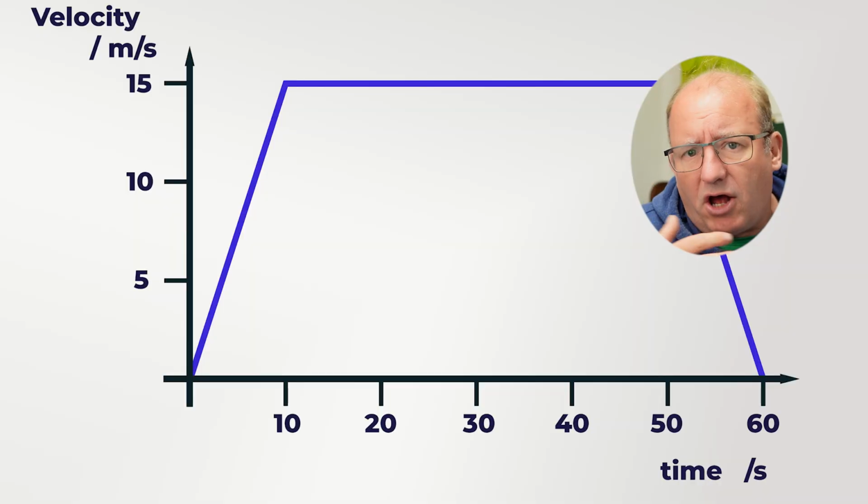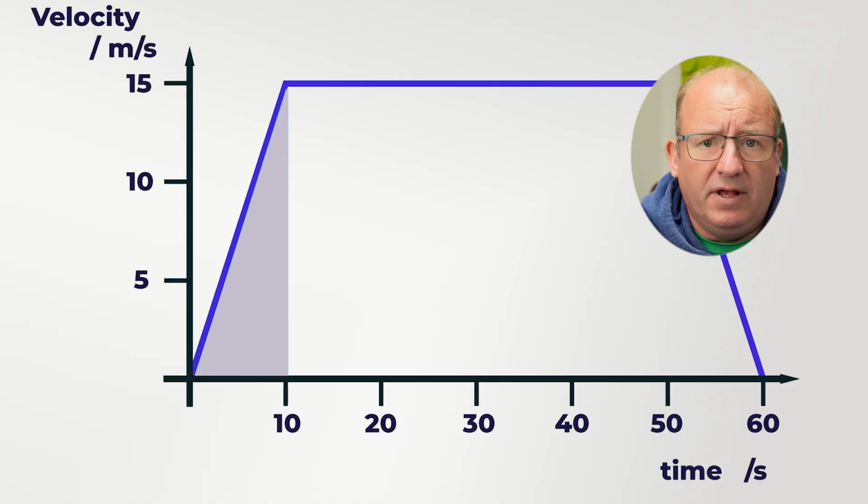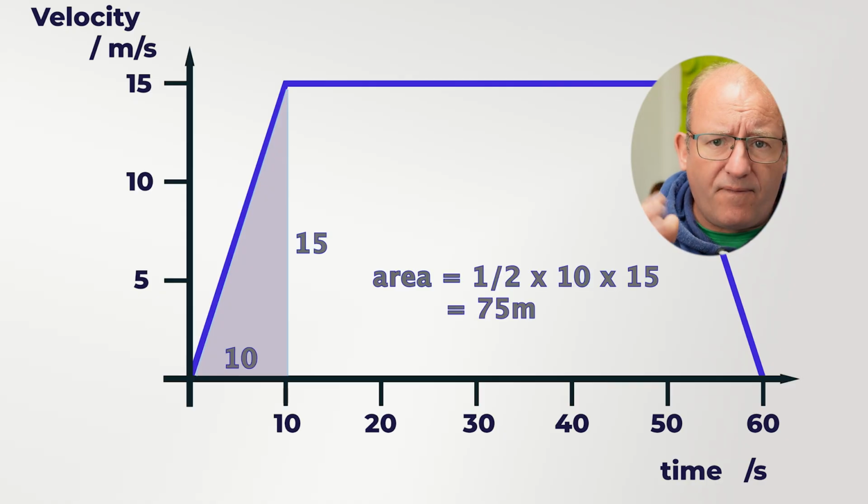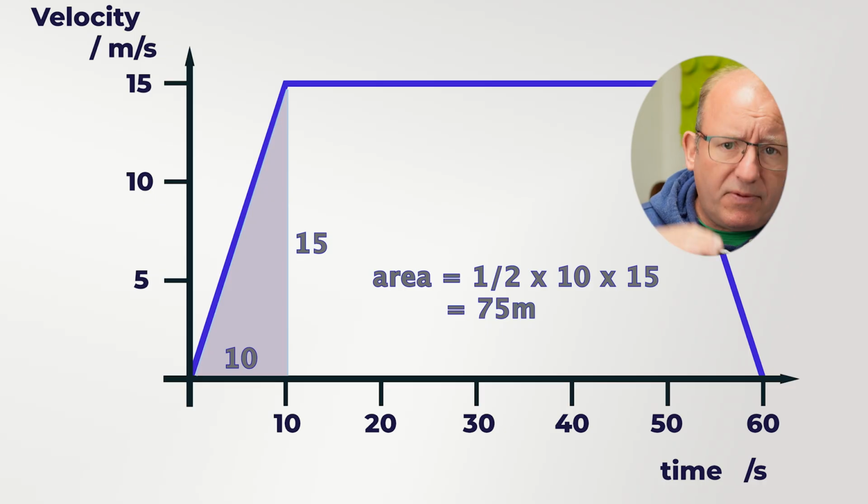So how far does the car travel in the first 10 seconds? Well, here we've got a triangle. And the area of a triangle is half base times height. So it's half times 10 times 15. So in the first 10 seconds, the car travels 75 meters. Similarly, in the last 10 seconds, we've also got a triangle. So we can calculate the area there as also being 75 meters.